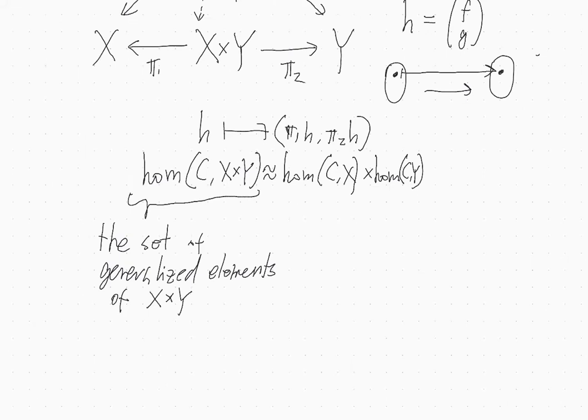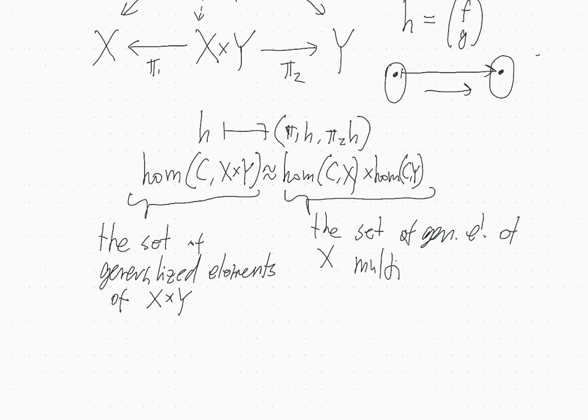Yes, I agree. On the other hand, the right-hand side is the set of generalized elements of x multiplied by, in the sense of the usual Cartesian product, the set of generalized elements of y. Do you agree with that? Yeah.